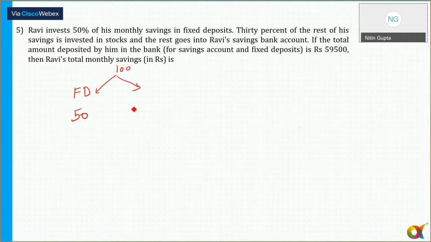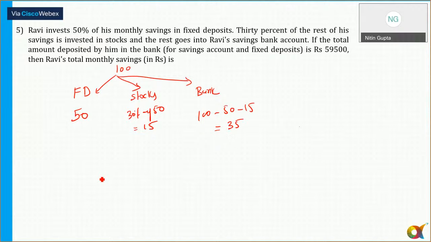And 30% of the rest in stocks. So in stocks, Ravi has invested how much? 30% of the remaining amount 50, which comes out to be 15. And the rest goes to Ravi's savings bank account, which is equal to 100 minus 50 minus 15, that is 35.